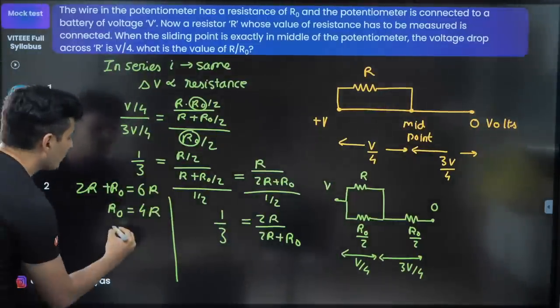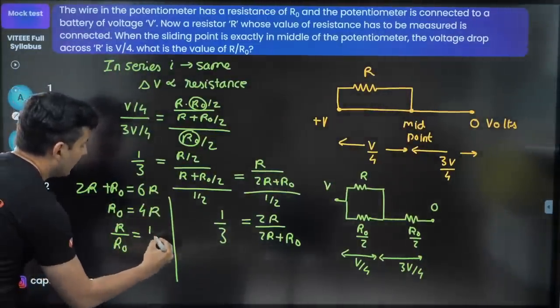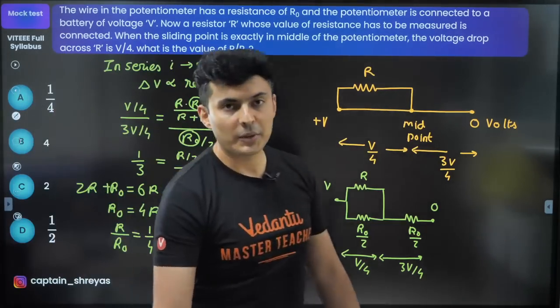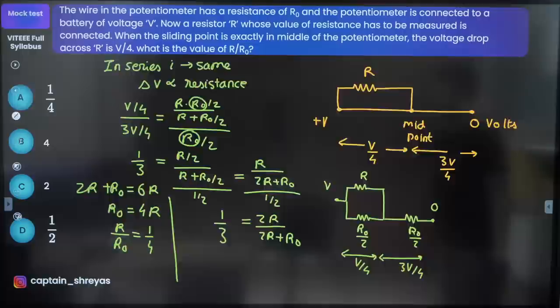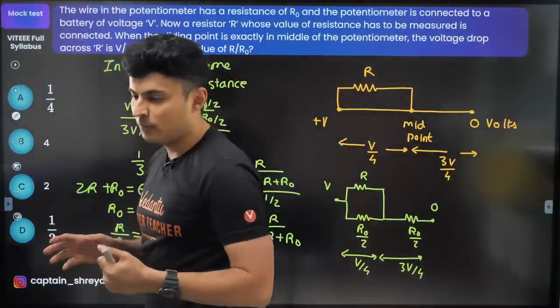So the ratio of R by R0 will be 1 by 4. Hence, that's the answer: 1 by 4, which is option A. Just check this out. Yes, it is option A. What a beautiful question.